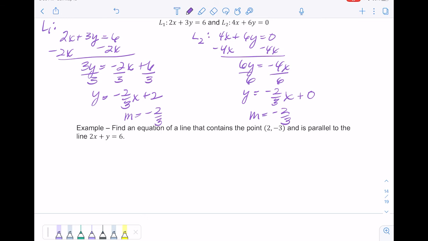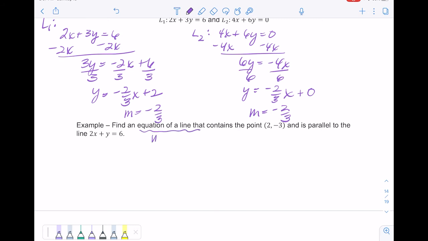The next problem says find an equation of a line that contains the point (2, -3) and is parallel to the line 2x plus y equals 6. Okay, so now we're writing an equation of a line. And remember, we need two things. We need m and we need b.